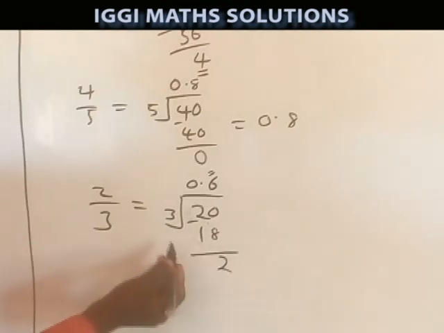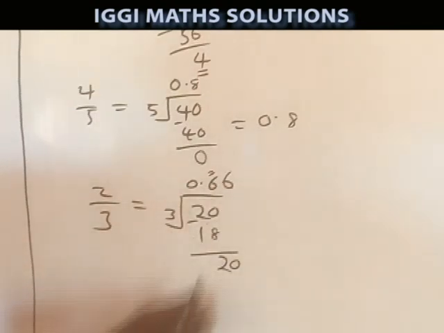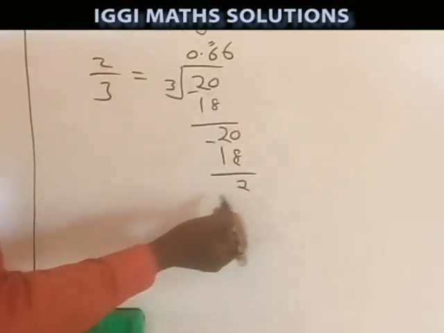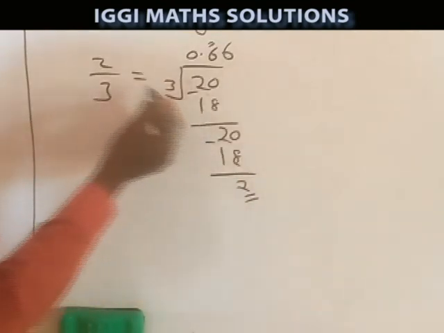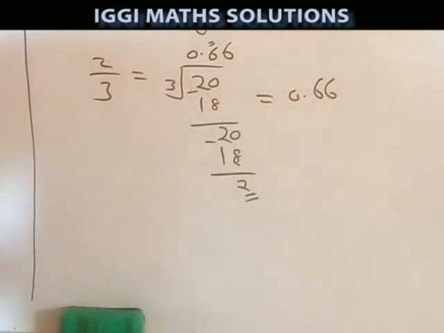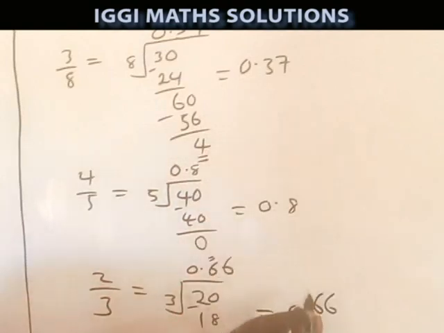Now check if 3 can go into 2, which it cannot. Therefore, we introduce 0 here. Then 3 into 20 again goes 6 times. 6 times 3 is again 18. Then we subtract 18 from 20, so the remainder is 2. I think we can stop here also. Now, this 2 over 3 is the same as 0.66.